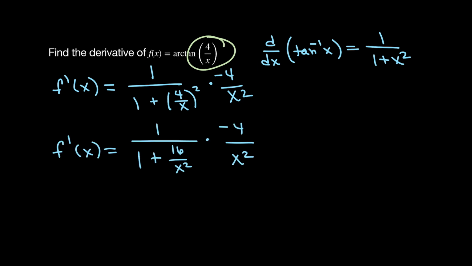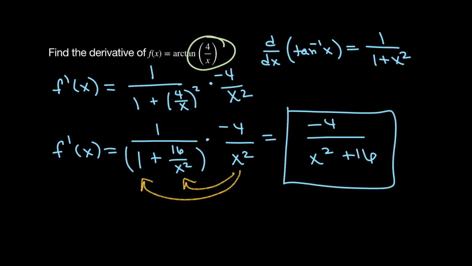Finally, I'm going to simplify this answer. So we've got 1 over 1 plus, if we square the 4 over x, we get 16 over x squared. And then I'm going to multiply that by negative 4 over x squared. So negative 4 times 1 is negative 4. And then in the denominator, x squared times 1 is x squared. x squared times 16 over x squared. Those x squareds cancel out, and we're just left with 16. And there's my final answer. My derivative is negative 4 over x squared plus 16.